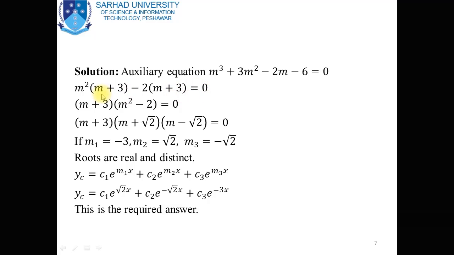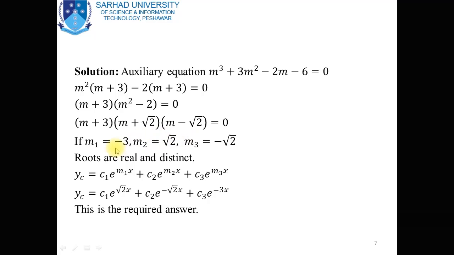Now this equation can be written as m plus 3 into m square minus 2, and now m plus 3 into m plus under root 2 into m minus under root 2 is equal to 0. Now the roots are m1 is equal to minus 3, m2 is equal to under root 2, and m3 is equal to minus under root 2. So you see over here the roots are real and different.